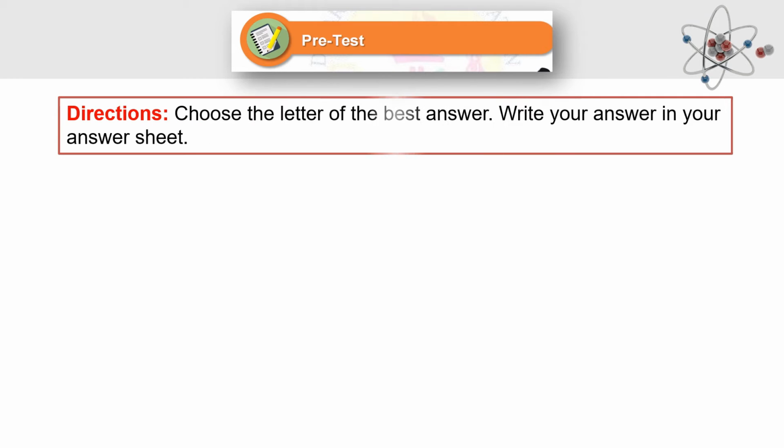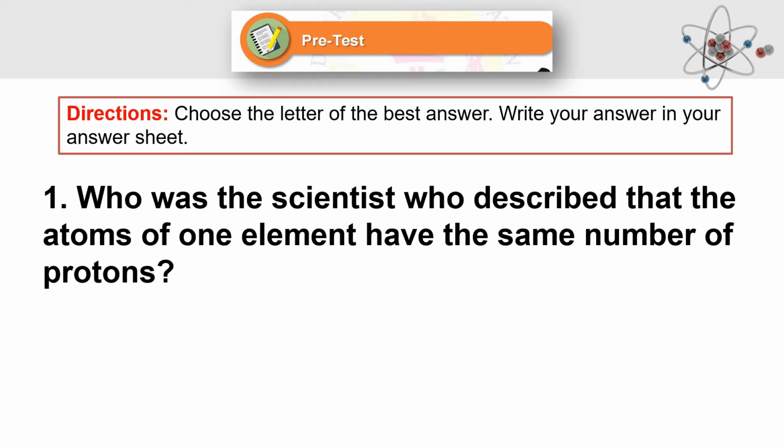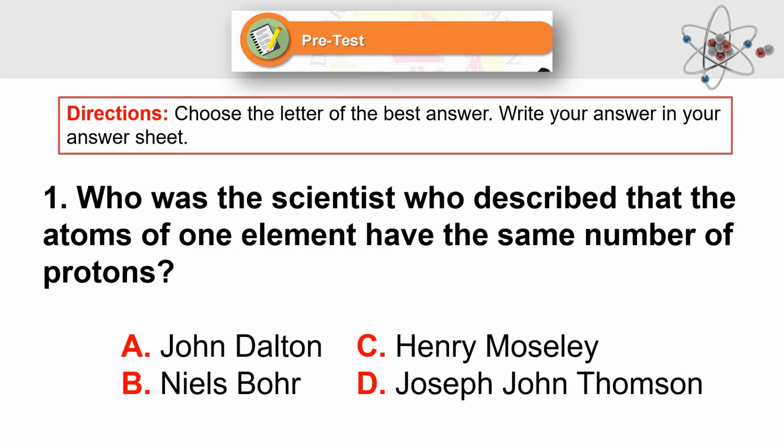Before we start with our lesson, let us determine your prior knowledge by answering the 5 questions as your pre-test about the atom. Directions. Choose the letter of the best answer. Write your answer in your answer sheet. Number 1. Who was the scientist who described that the atoms of one element have the same number of protons? A. John Dalton, B. Niels Bohr, C. Henry Moseley, D. Joseph John Thomson.